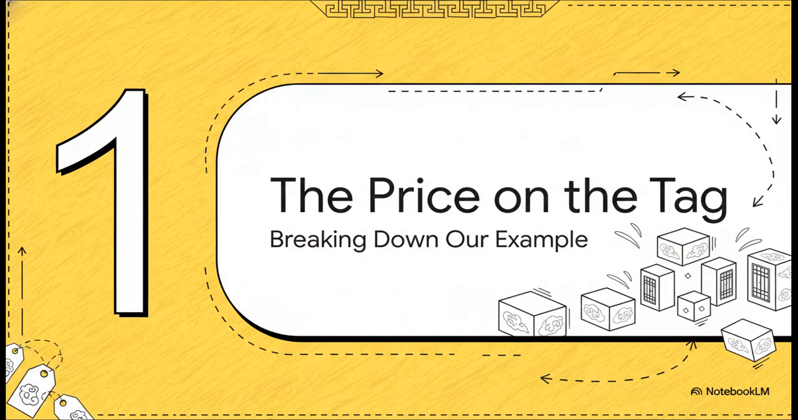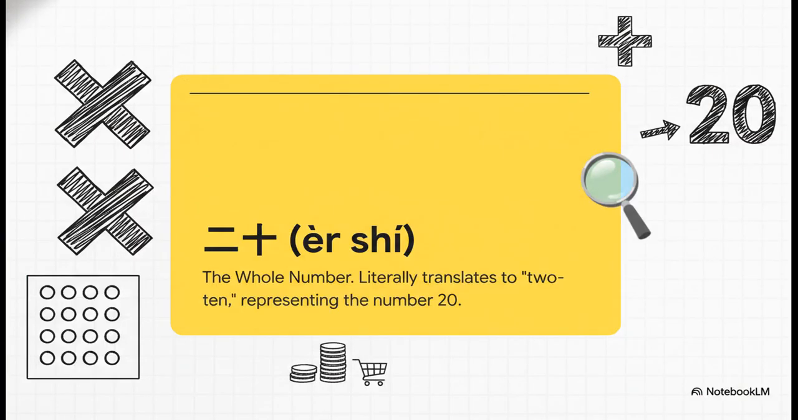The first thing to get your head around is that Chinese prices aren't just random words you have to memorize. They're actually built with these logical blocks, and they're put together in a very predictable, very systematic way. So let's take this phrase apart, piece by piece, and really see how this elegant system works. Okay, so let's look at the very first part.